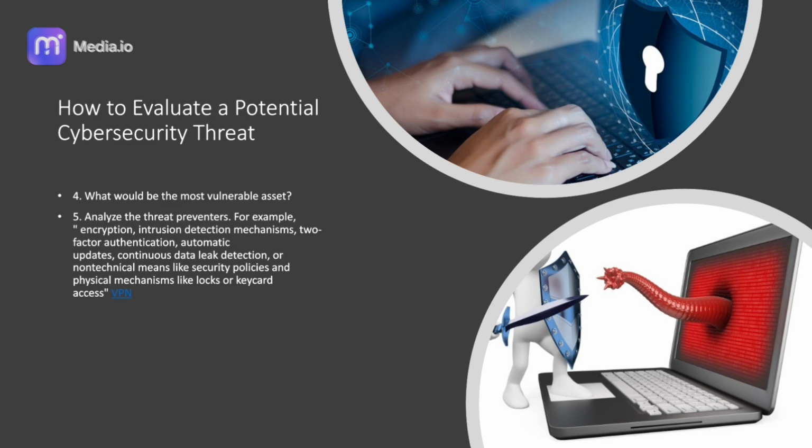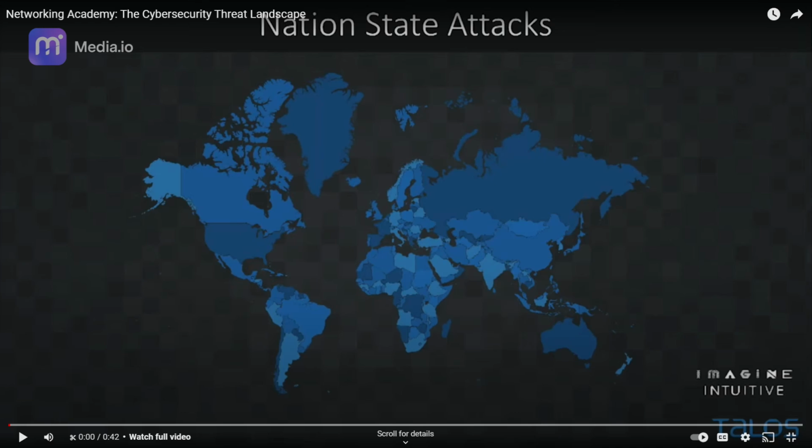Number five would be to analyze the threat preventers. For example, encryption, intrusion detection mechanisms, two-factor authentication, automatic updates, continuous data leak detection, or non-technical means like security policies and physical mechanisms like locks or keycards. Another one would be a VPN. This clip is from Cisco Senior Threat Researcher Earl Carter.